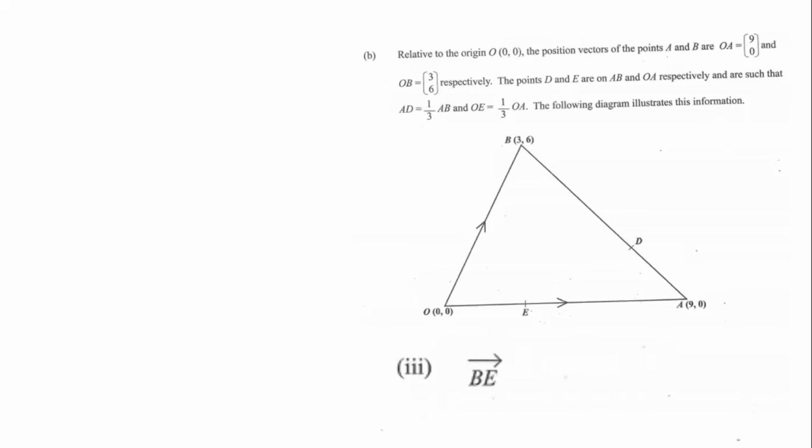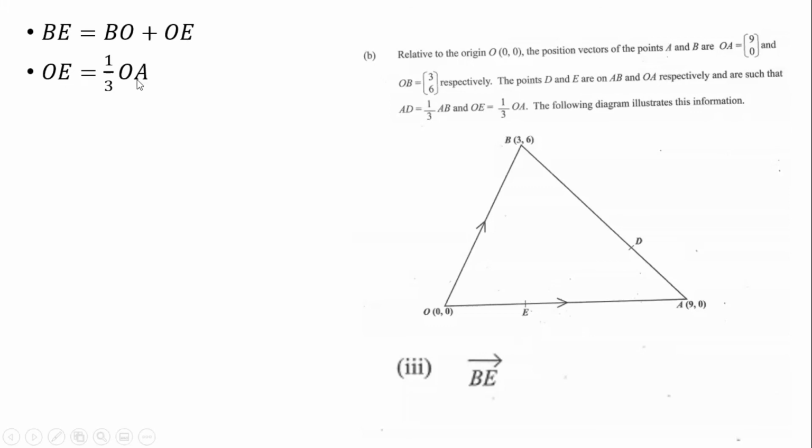Part 3 now asks us to find BE, so it will be from B to E. BE would be equal to BO plus OE. We already know BO, which is the flip of OB, so just a negative sign, and it becomes (negative 3, negative 6). We don't know what OE is, but the question told us that OE is equal to 1/3 of OA, and we already have OA. So it's just a matter of plugging this into our formula.